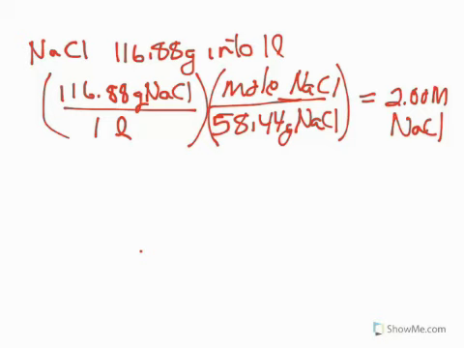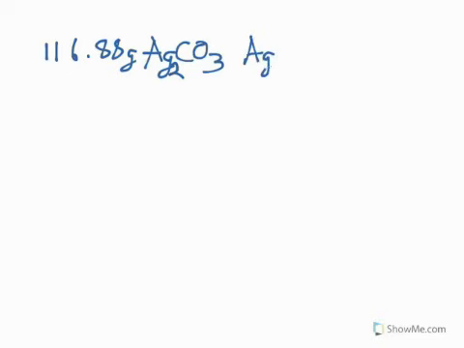The next problem is a slightly soluble salt. In this problem, I take 116.88 grams of silver carbonate, Ag2CO3. I'll write that again, Ag2CO3.